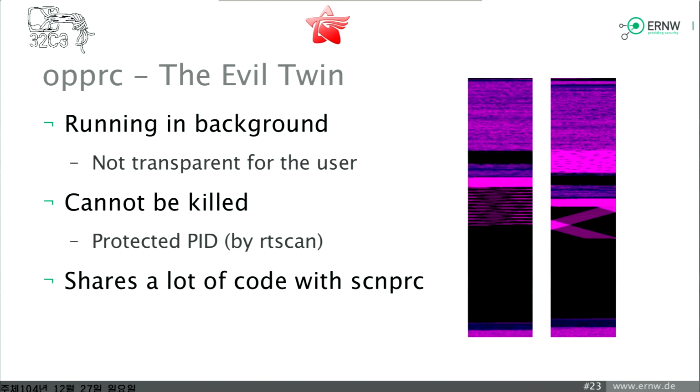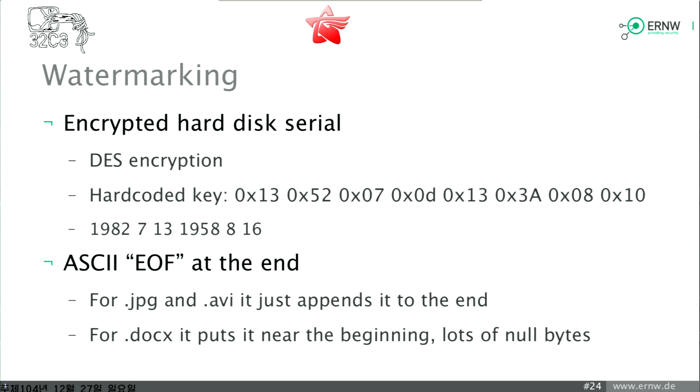But the most interesting thing this service is doing is it watermarks files. And now we're going to look deeper into what this watermarking means. As soon as this system is started, it reads your hard disk serial and then scrambles it a little bit. As soon as you plug in, for example, a USB stick into your system, it will trigger a watermarking process where it takes the serial, takes a hard-coded DES key from the binary itself, and then encrypts it and puts it into your file.